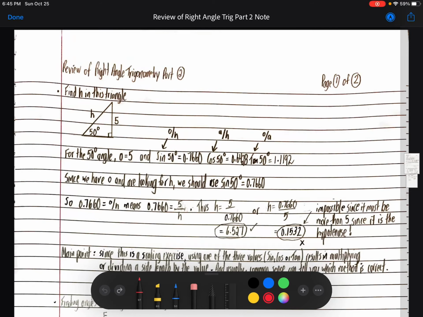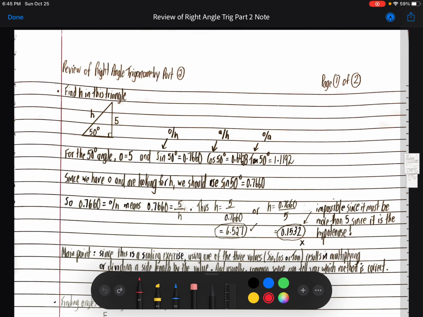Alright, hello there folks. This is our second note on our review of right-angled trig. It's part 2. There's 2 pages. So I'll go through this, kind of following along with what we've been doing in class for the first little bit.